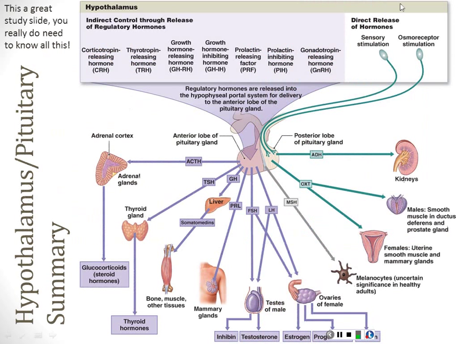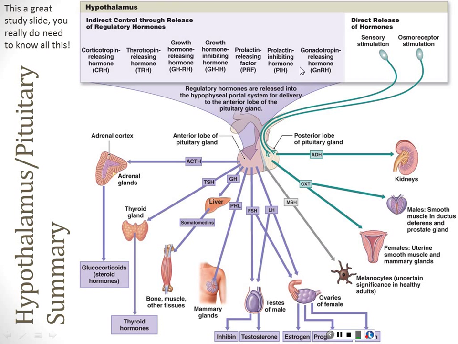Okay, so this is a very busy slide, but it is a great review study slide from your book. This is a 2-page spread in your book. I forget what the numbers are. But this has all of the axes all in one place, from hypothalamus to target organ and effect, all in one place. So here we have the hypothalamus hormones: CRH, TRH, the 2 growth hormone inhibiting and releasing, prolactin inhibiting and releasing, and then gonadotropin releasing.